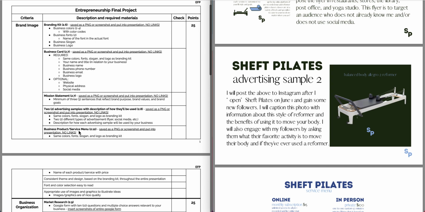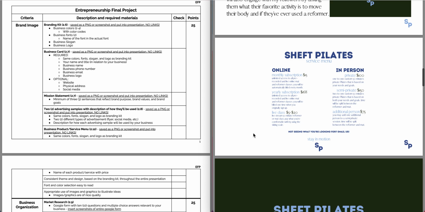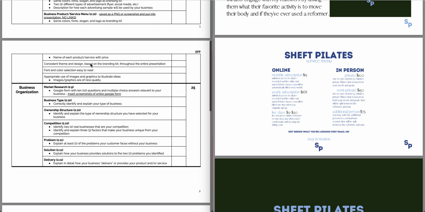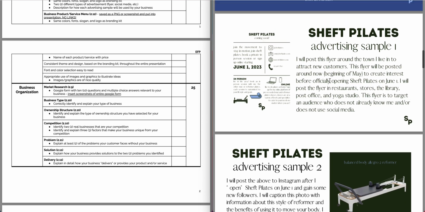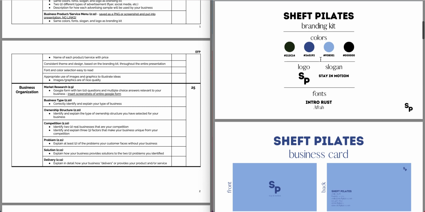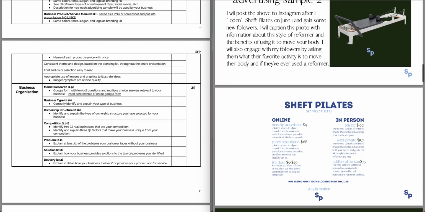Moving on to the business product/service menu. Again, save it as a PNG or take a screenshot to put it into your presentation. Consistent theme and design based on branding kit throughout the entire presentation. As you can already see through this, Ms. Chef has used her brand colors, her brand fonts, and any element that's related to her design, branding kit, business card, mission statement, advertising samples, and service menu. They use the same colors, fonts, slogan, and logo as the branding kit. So we're doing great there.